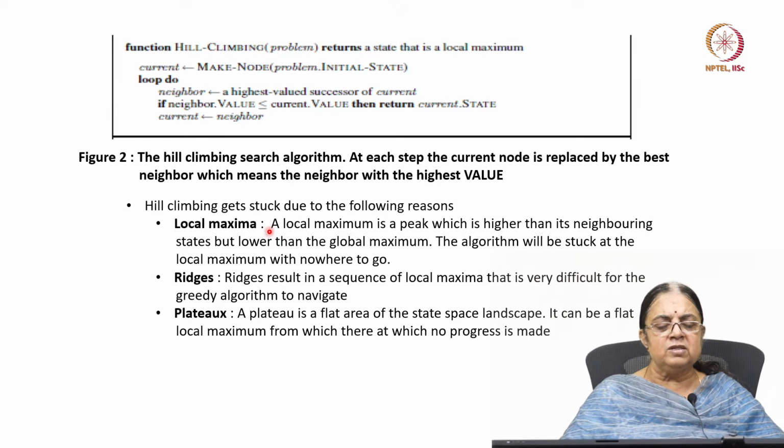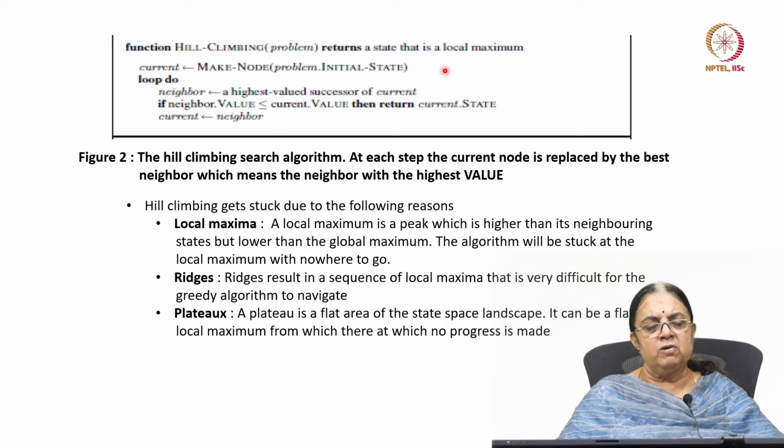So we can see that these three problems will be there, and this figure gives you the algorithm for hill climbing. So what is it that you do? You take some current node. Once you take a current node, you find a neighbor, and if the neighbor value is less than the current value, then you return the current state, otherwise you move to the neighboring state. So this is the problem which we are working on over here.